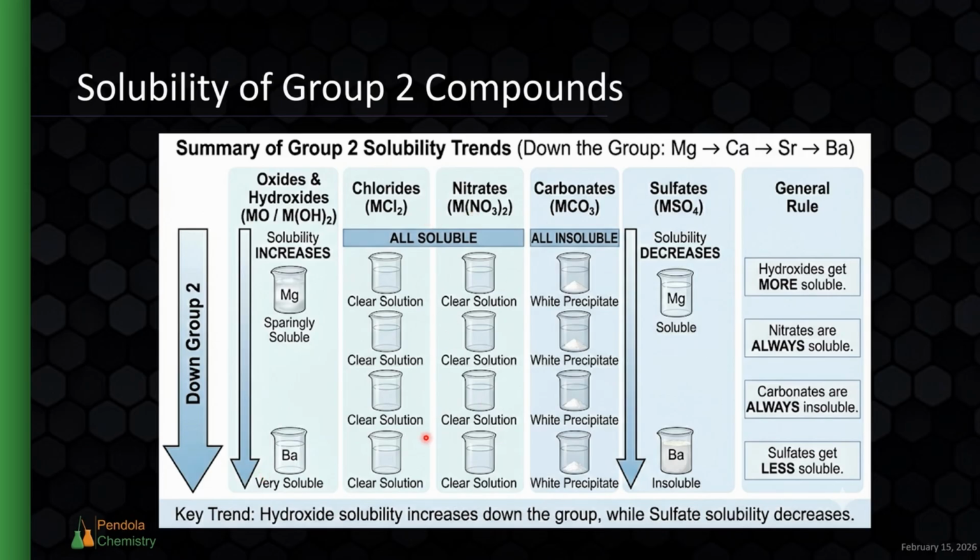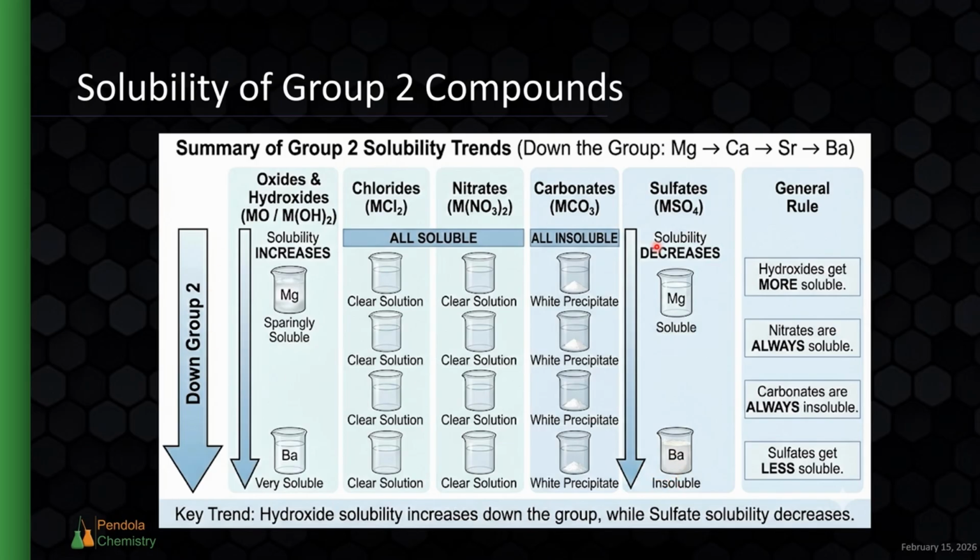Chlorides and nitrates of group 2 metals are going to be completely soluble, so they're going to form clear solutions that are aqueous. Carbonates, on the other hand, are the exact opposite. They're all going to be insoluble, so they're going to create these white solids or precipitates. And then for sulfates, we have the exact opposite trend as for hydroxides. Group 2 sulfates are less soluble as we go down the group. They go from being aqueous at the top to being solid at the bottom. So something like magnesium sulfate will be aqueous, as we saw earlier, but barium sulfate is a solid.